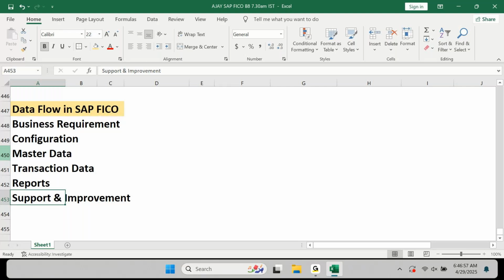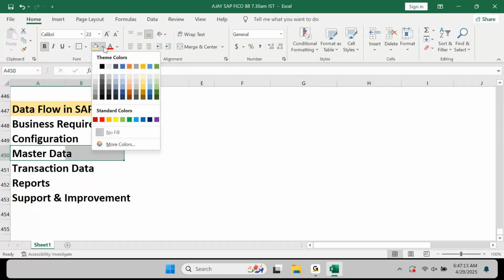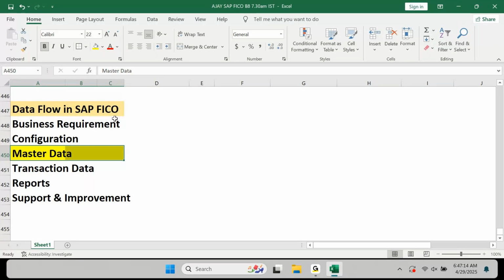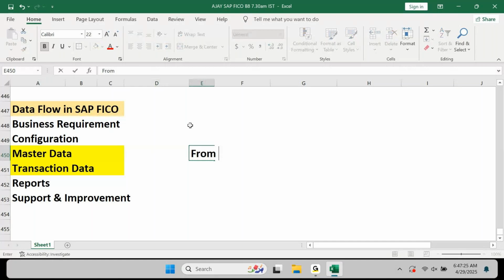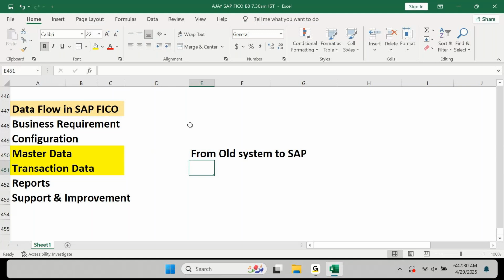Now where is data here? When you're talking about data transfer, how many datas are you able to see here in the flow? Two. Master data and transaction data. Am I correct? Yes. So you have to transfer your master data from old system to SAP. Same thing, transaction data also from old system to SAP.